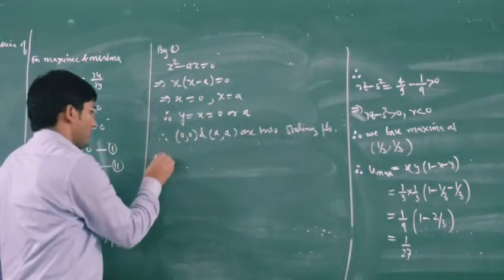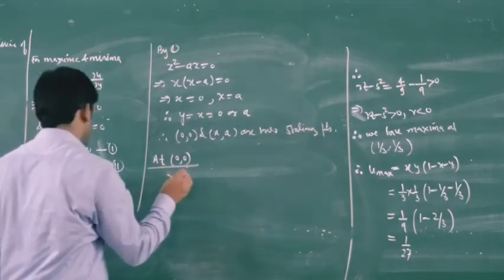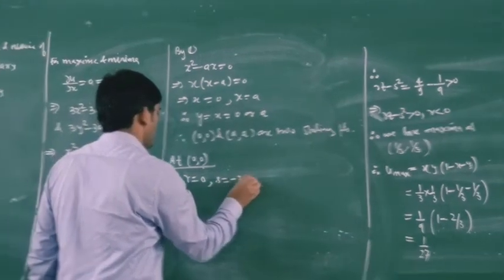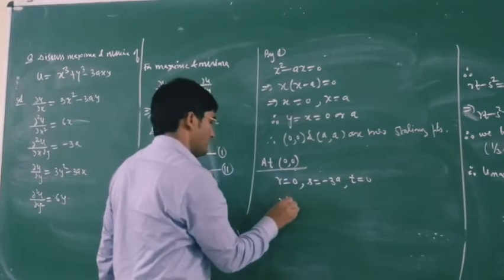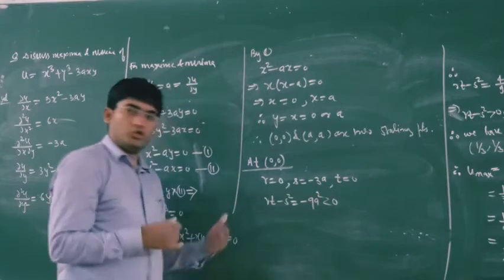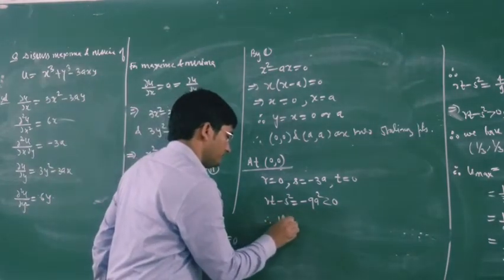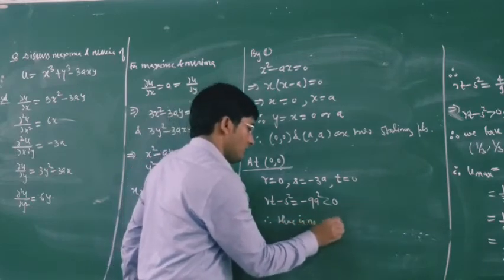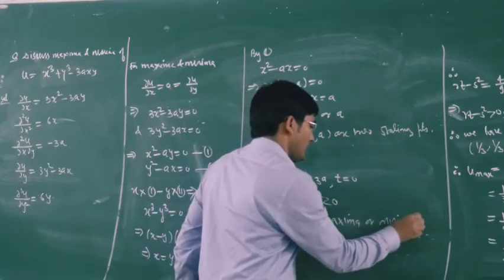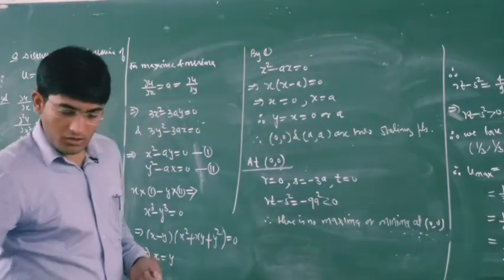Now at (0, 0), your r will be 0, your s will be minus 3a, your t will be 0. So your rt minus s square is minus 9a square, which is less than 0. So we do not have any maxima or minima. Therefore, there is no maxima or minima at (0, 0).